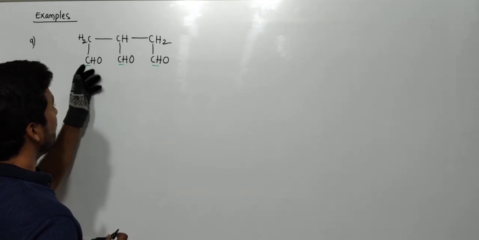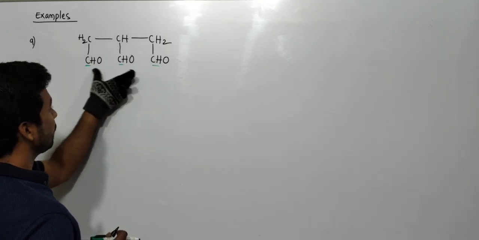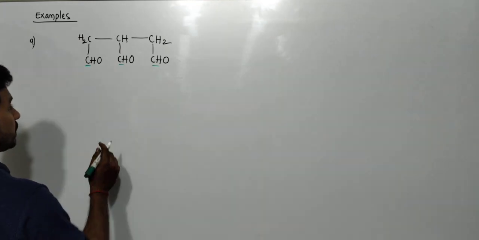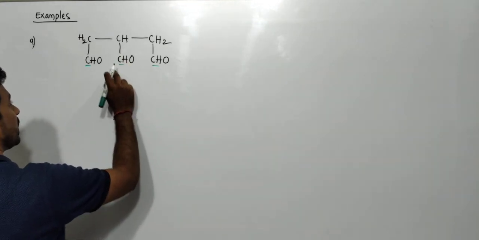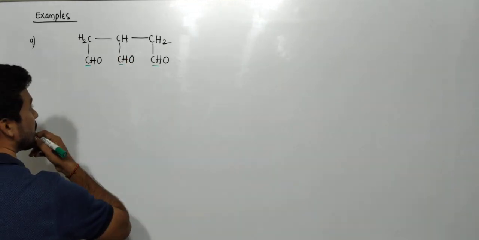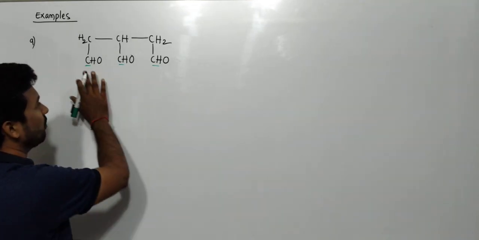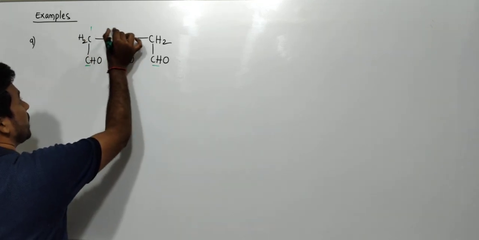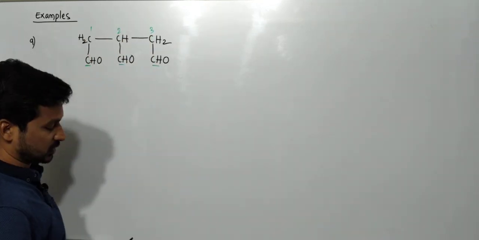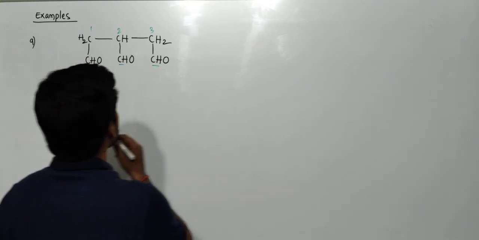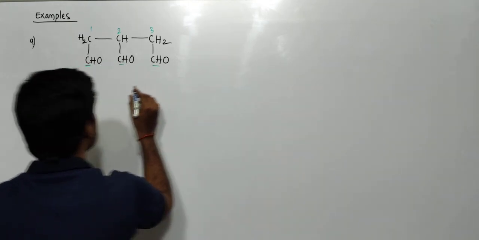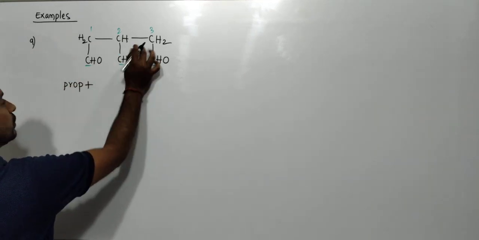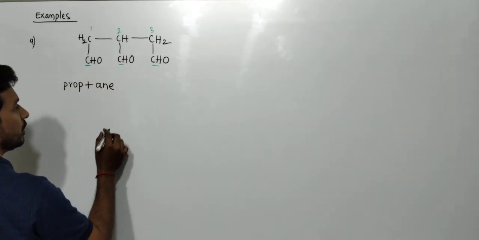If possible, add 3 functional groups into parent chain. Otherwise, leave 3 functional groups from the parent chain. So taking this into parent chain is not possible. That is why I am neglecting all these 3 functional groups from the parent chain. So then parent chain becomes only this one. Now how many carbon atoms here? 3 carbon atom in the parent chain. So what is root word? Prop. Plus between those 3 carbon atoms single bond, ane.